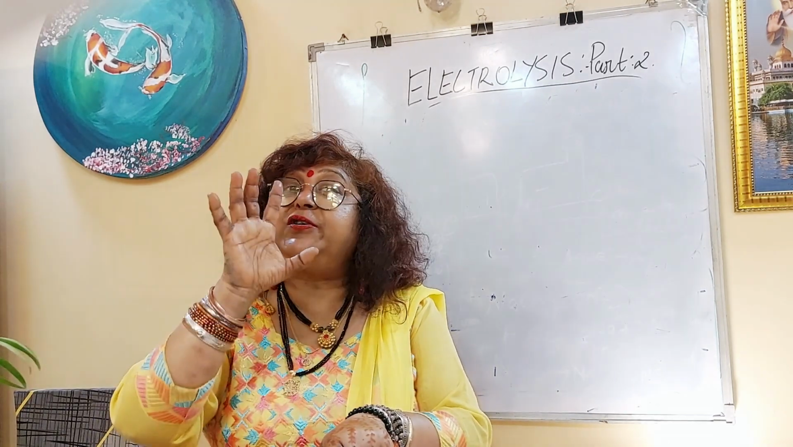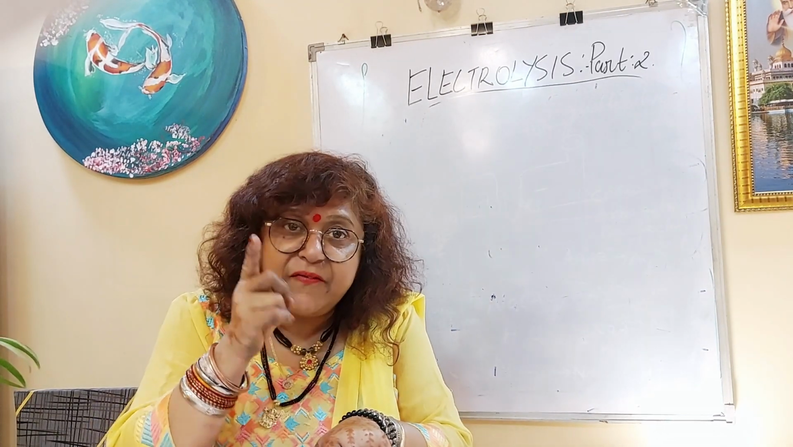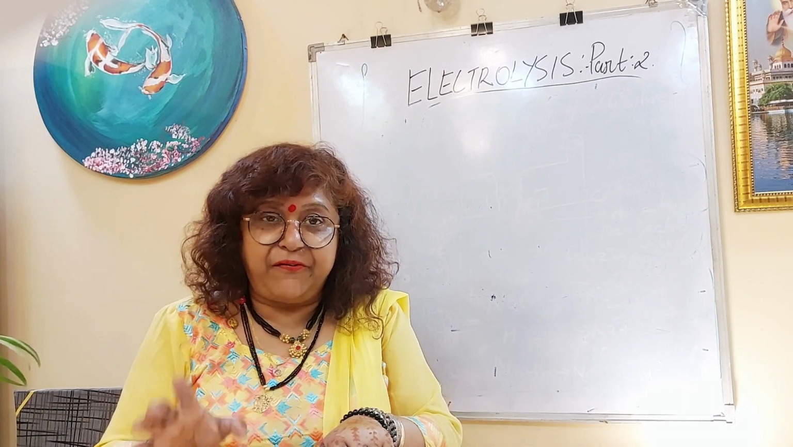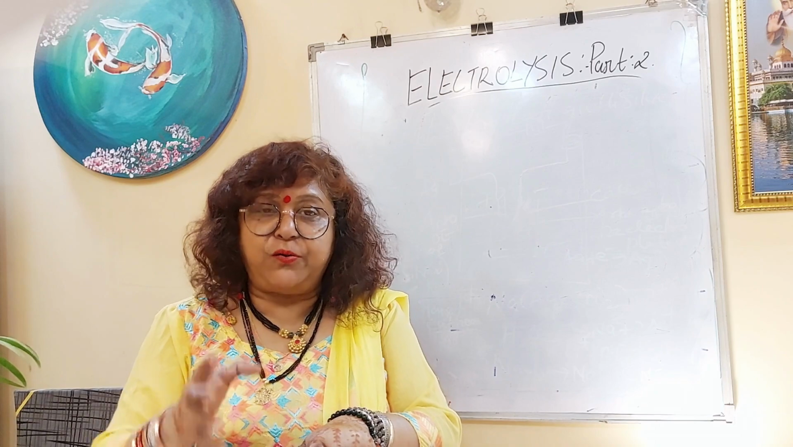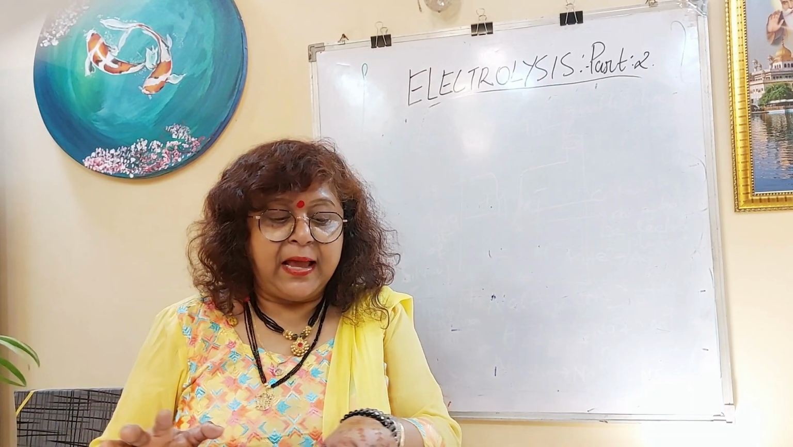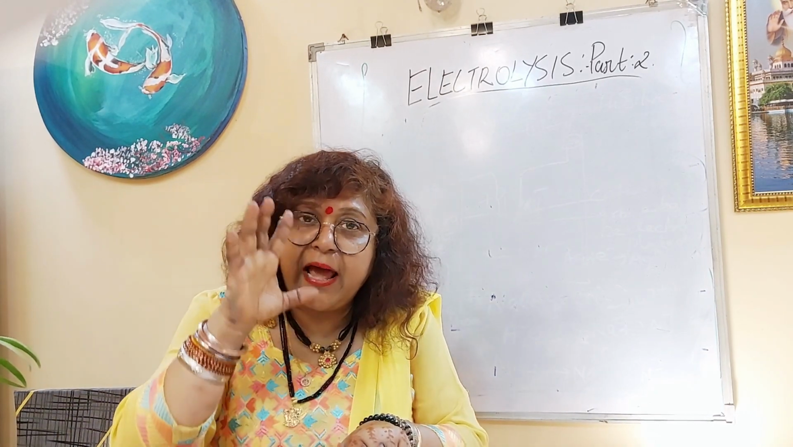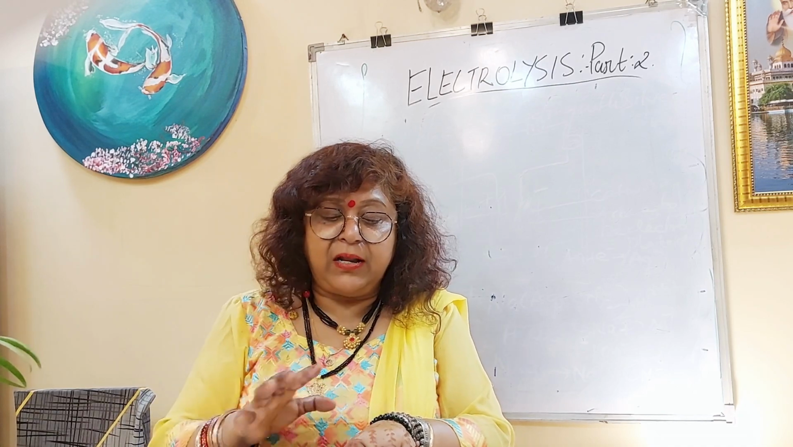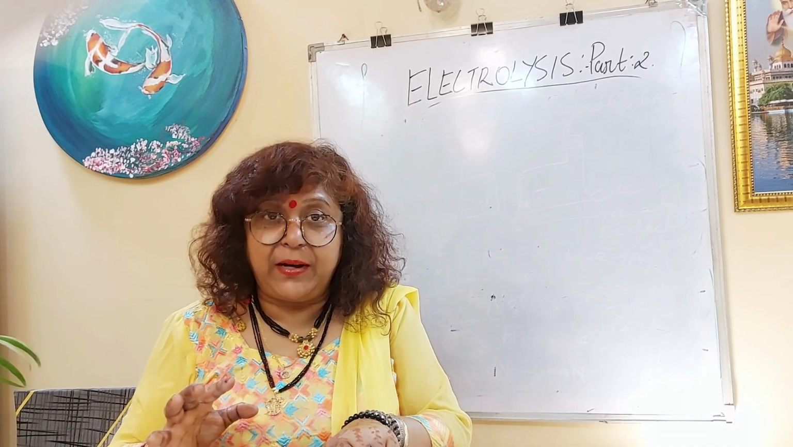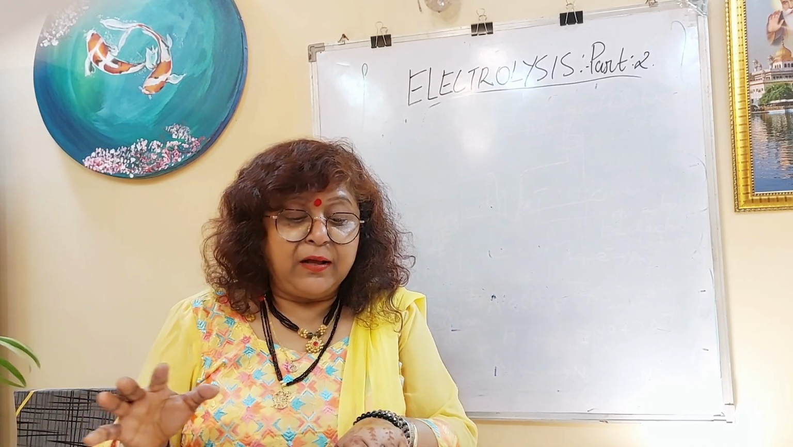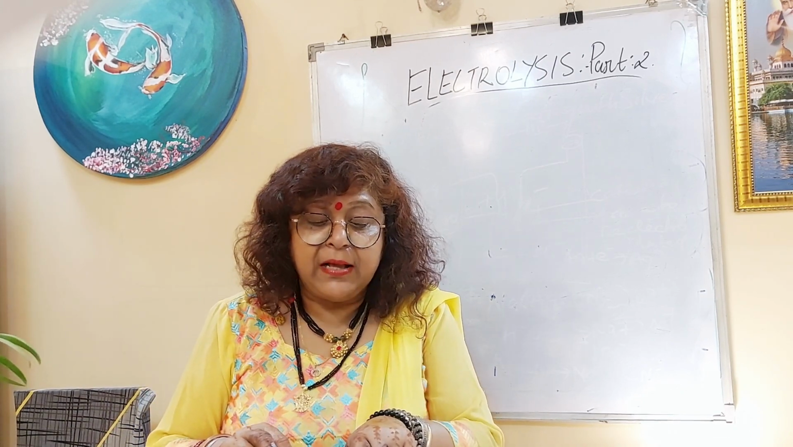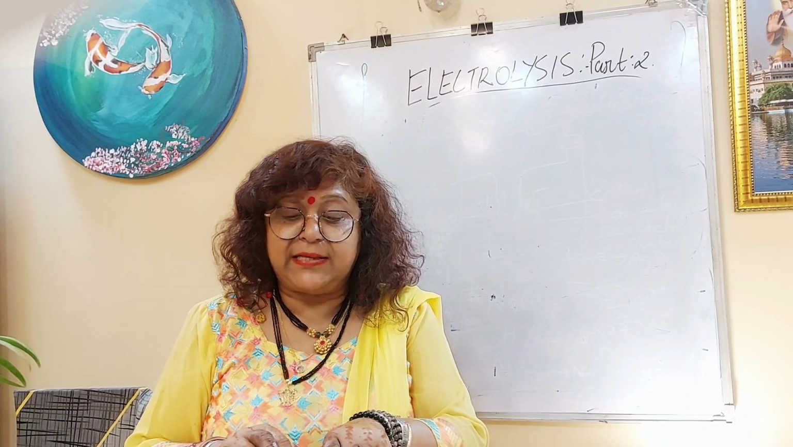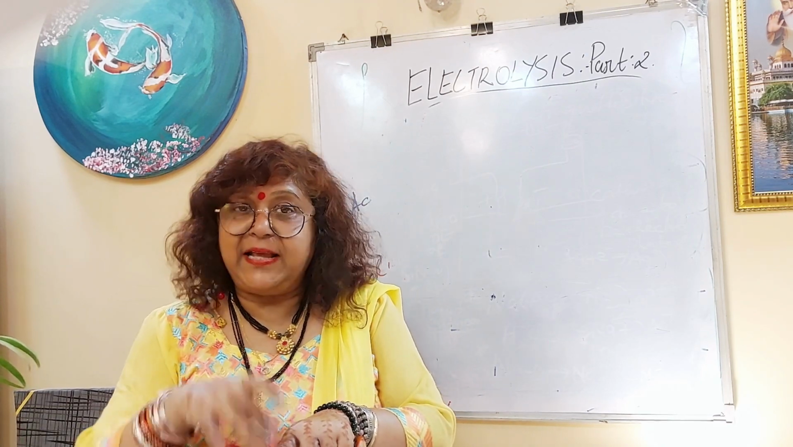The dissociation reactions are: copper sulfate breaks into Cu2+ and sulfate SO4 2-. Water is aqueous, so H2O will break into H+ and OH-. Now what is the reaction at the cathode? Cu2+ plus 2 electrons forms Cu. Copper ions are discharged at the cathode and neutral copper atoms are formed. The pure copper is deposited as a thin sheet at the cathode.